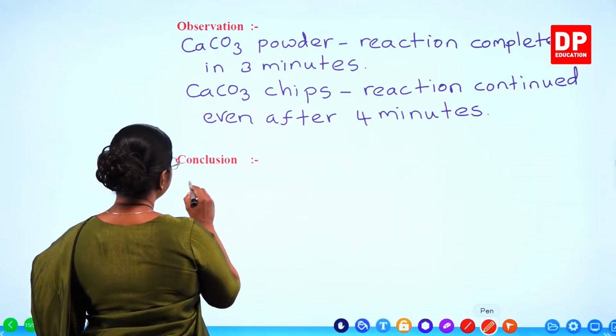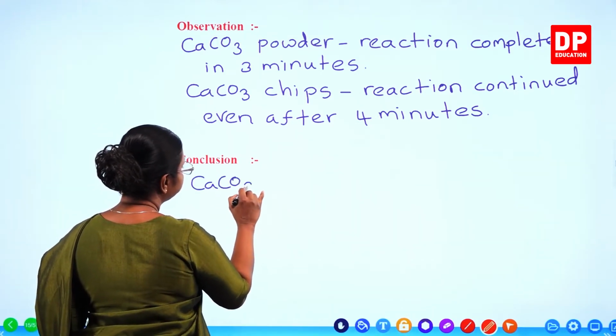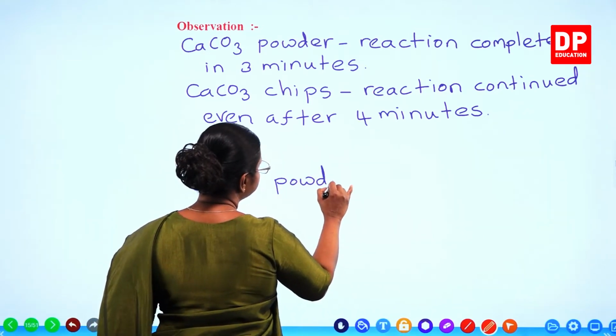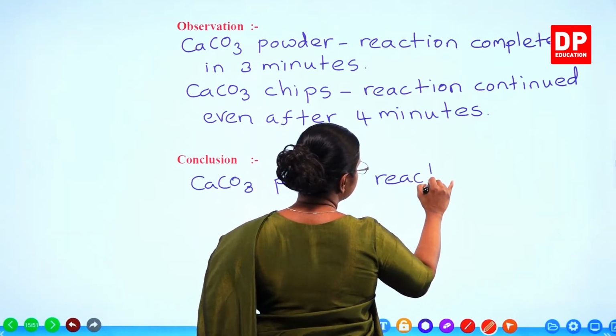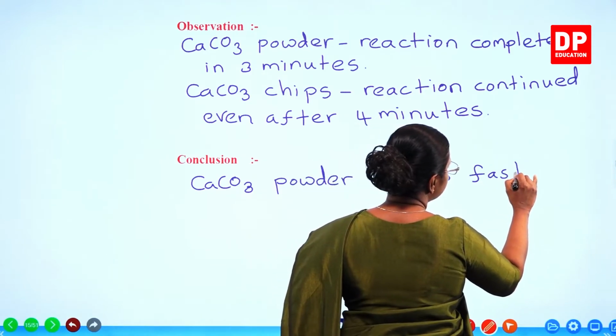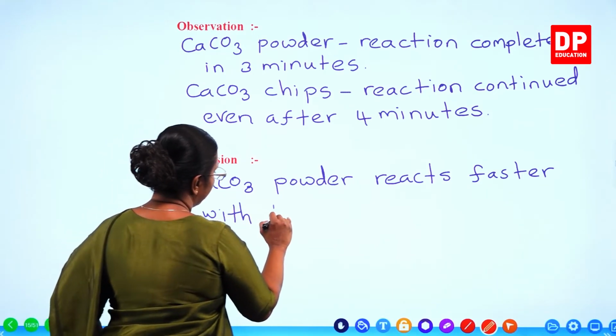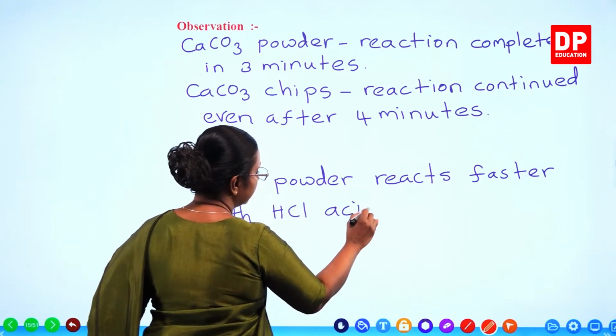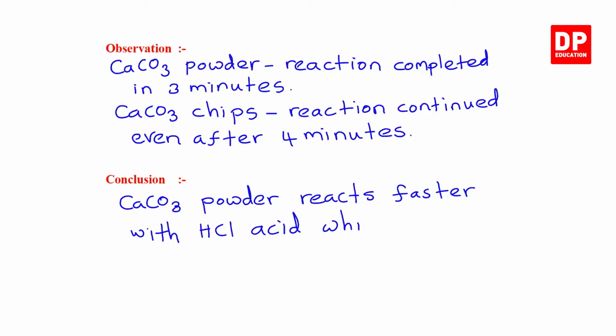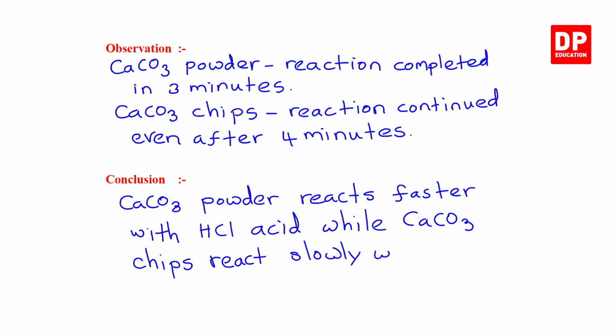So here we can say calcium carbonate powder reacts faster with hydrochloric acid, while calcium carbonate chips react slowly with hydrochloric acid.